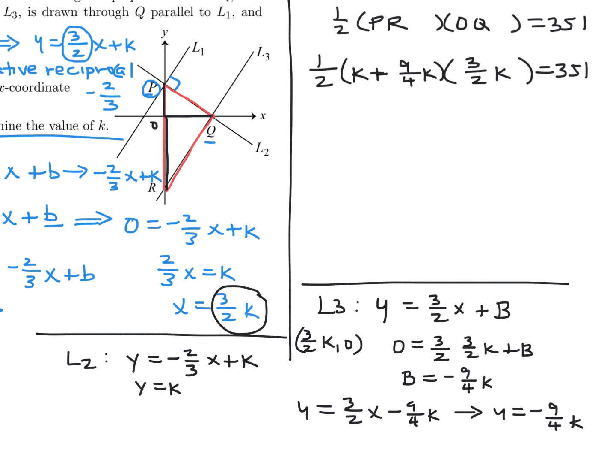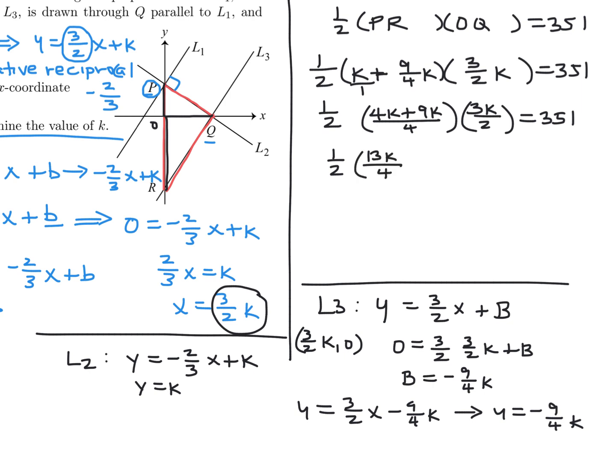And then you've got to solve this. So let's do that. So put this over 1. So we've got 1/2 times 4k plus 9k over 4, times 3k over 2 is 351. And then now we have 1/2 times 13k over 4 times 3k over 2 equals 351. And then, okay, this is going to be 39k squared over, is that 8, right? No, it's 16. And then when you crunch out these numbers, you'll get k equals 12.